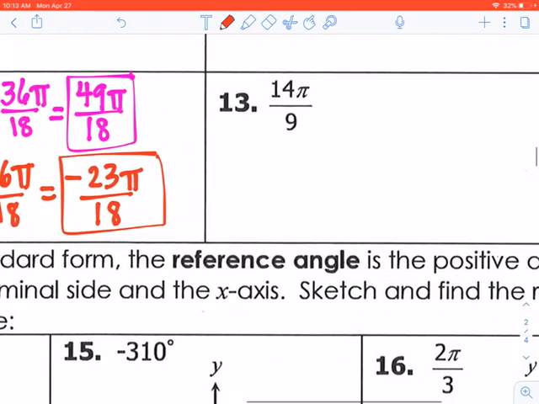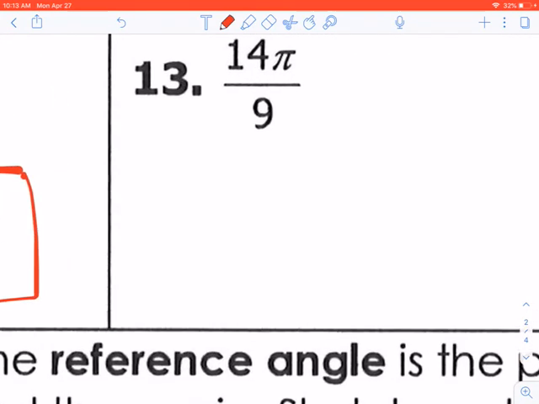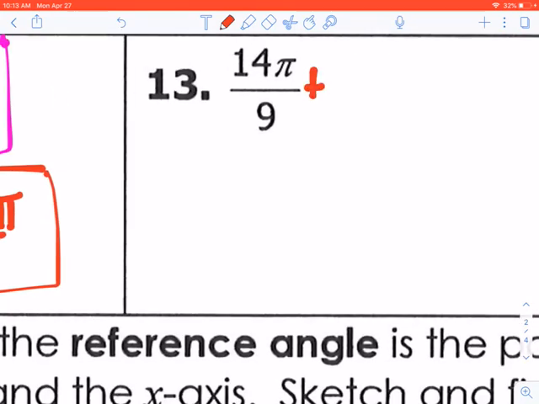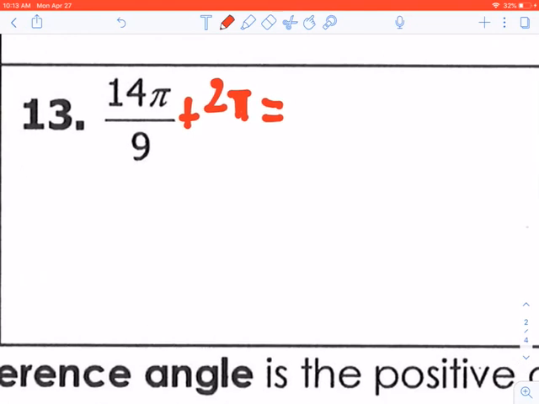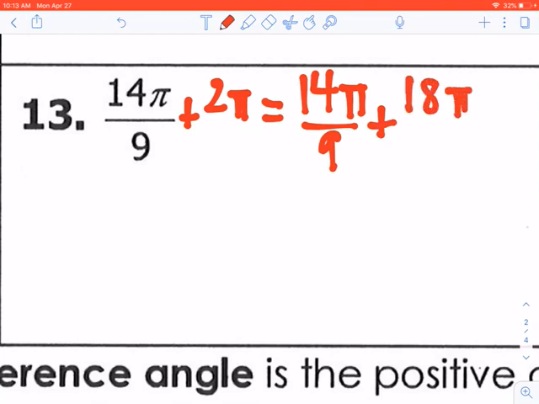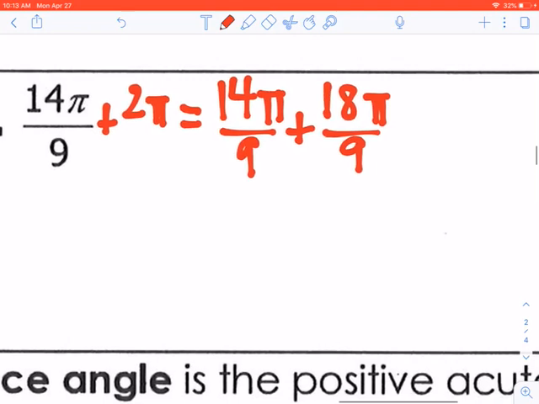Okay. And this last one, I'll just do it really quick. Same idea. I can add 2 pi. Okay, I'm adding 360. So that's 14 pi over 9. Plus, if I want to add with a common denominator, I'm going to add 18 pi over 9. Okay, so I multiply by 9 over 9 to get a common denominator, and that's 32 pi.